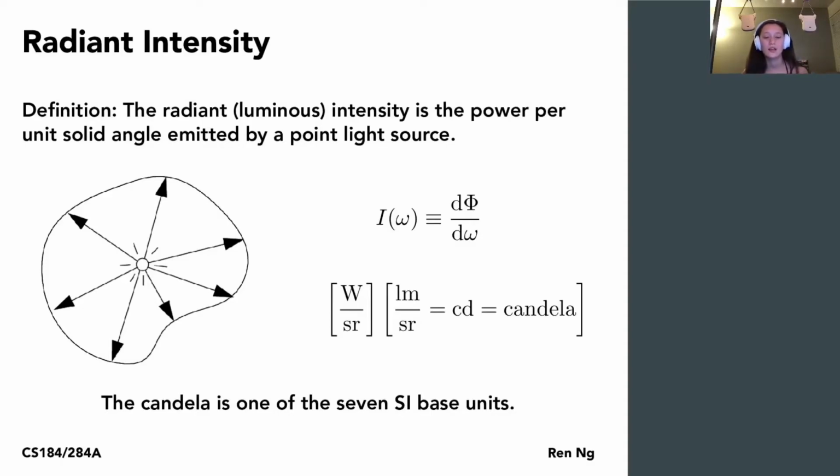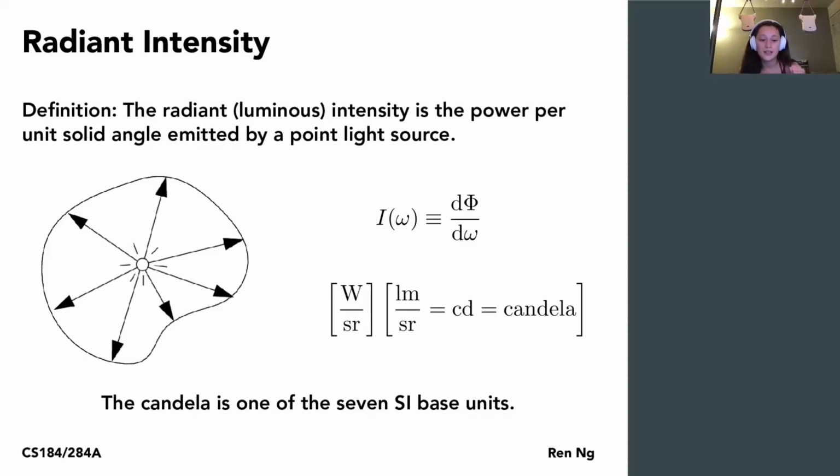So it's not the total amount of power emitted per second. Instead, it's the amount of power per unit solid angle emitted by a point light source. And there are some units for that. We have watts per steradian, and in photometric terms, that's a lumen per steradian.